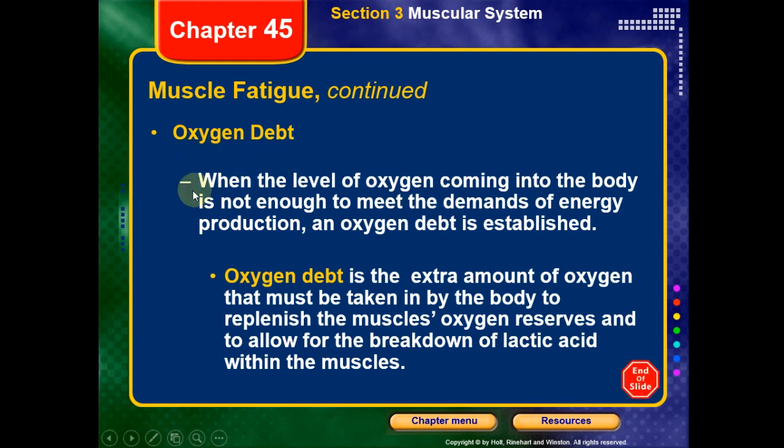Oxygen debt. When the level of oxygen coming into the body is not enough to meet the demands of energy production, an oxygen debt is established. And as we remember, oxygen is very important for cellular respiration, which produces energy in the mitochondria. Oxygen debt is the extra amount of oxygen that must be taken in by the body to replenish the muscle's oxygen reserves and to allow for the breakdown of lactic acid within the muscle.